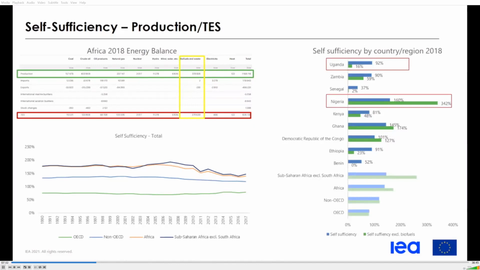Conversely, for Nigeria, which is a strong oil producer, self-sufficiency even increased because most of the oil is exported and biofuels are consumed domestically. However, concerns for oil producers in Africa are on the midstream infrastructures, namely refineries, and countries will indeed import most of the finished products despite a large national oil production. In the case of Ethiopia, if we remove biofuels from the self-sufficiency, then Ethiopia is producing only 20% of its energy demand.